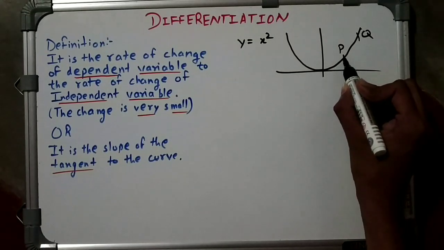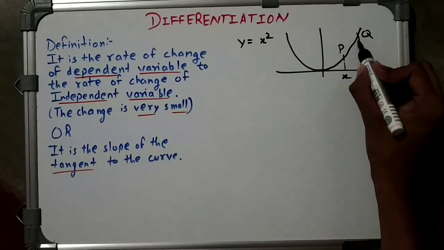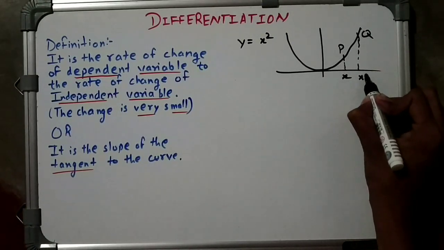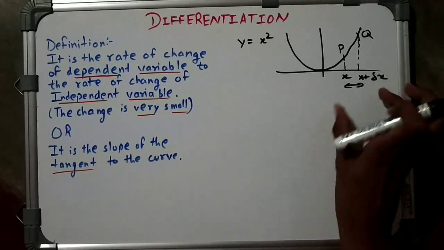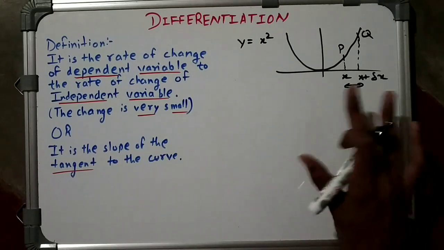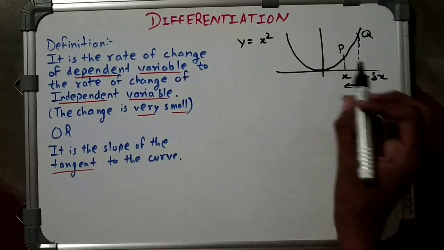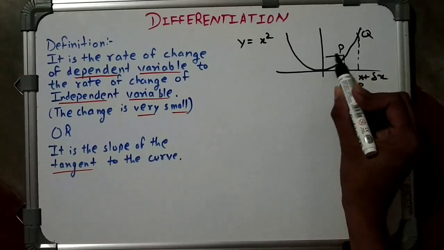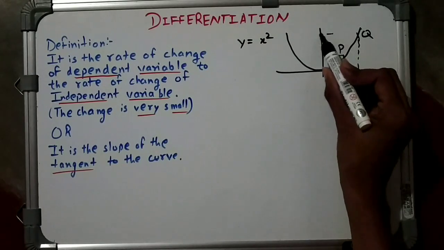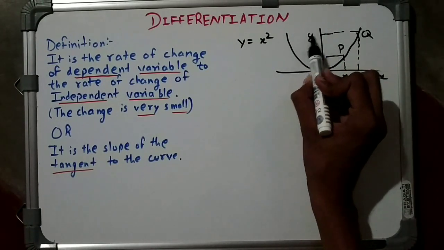Let us mark the x coordinates. Let it at point P be x, and at Q the x coordinate will be x plus del x. Del x here is the minute change which we talked about. We have to find the rate of change, so this is the minute change. Not the minute change, it is a bit large. We will talk about this later. Let's have the y coordinates. So here we have y. Let's name this as y dash.